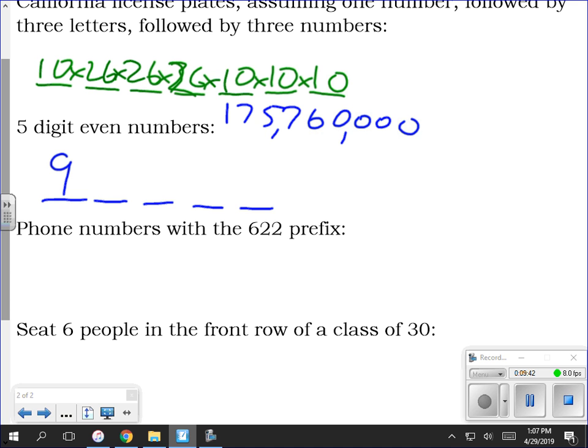Because we don't go 0, 1,000, right? If it's 1,000, that's a 4-digit number. You don't say 0, 1,000. So 9 choices for the first number. It cannot be 0, but it can be anything else.